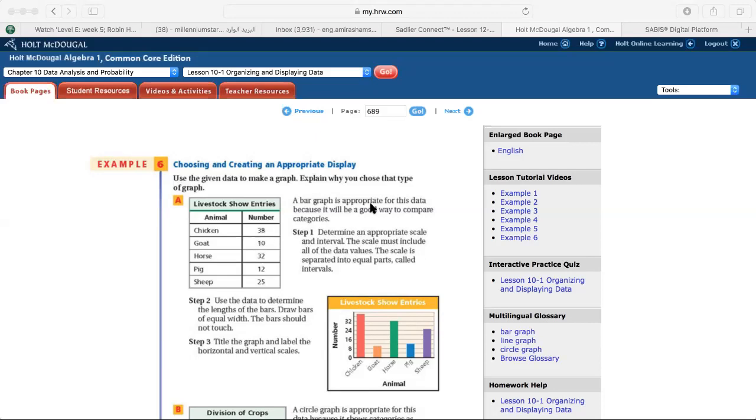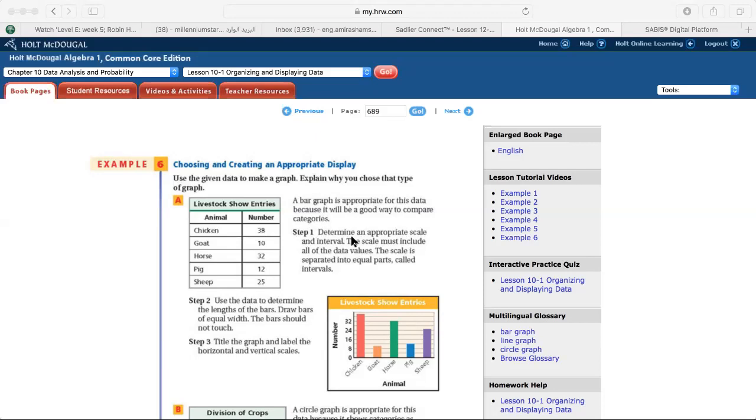A bar graph is appropriate for this data because it is a good way to compare categories. I have categories here and I want to compare them. So when I want to compare categories, I will choose a bar graph. If I have parts of a whole, I will choose a circle graph. If I want to compare categories, I'm going to choose the bar graph.